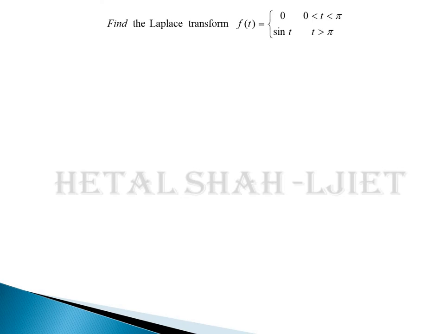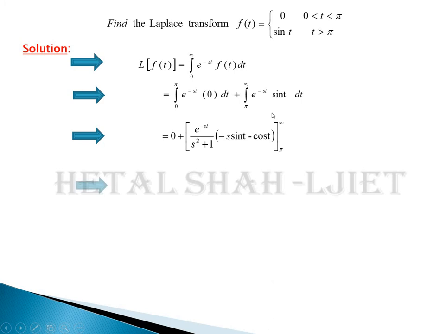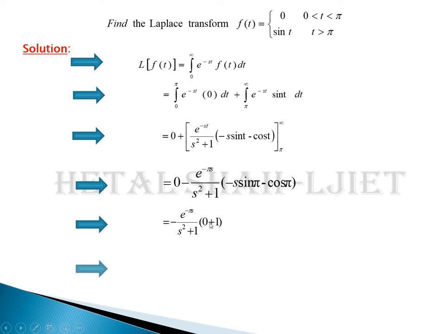Second example, again for a discontinuous function, start with the definition. Apply your function 0 for the limit 0 to pi, and for pi to infinity your function is sin t. So now by integrating e raised to minus st sin t and by applying the limits you get this answer, but sin pi is 0 and cos pi is minus 1, so minus minus plus, so this is our final answer.